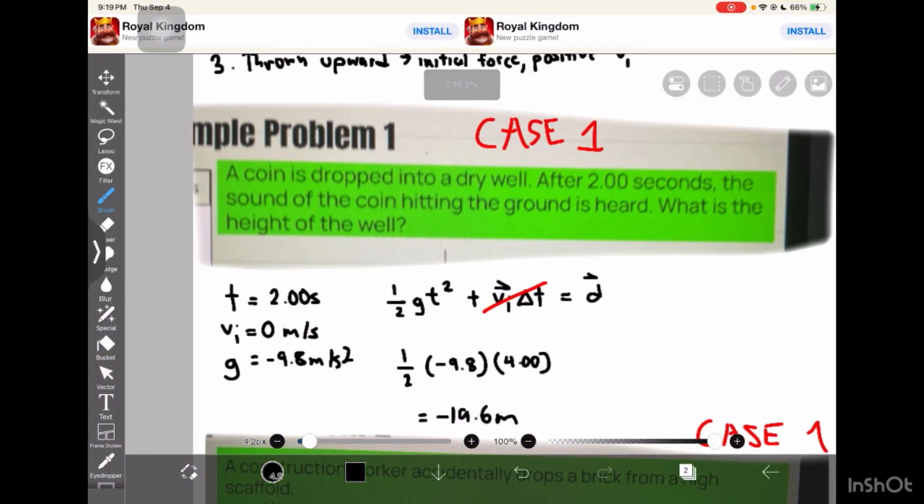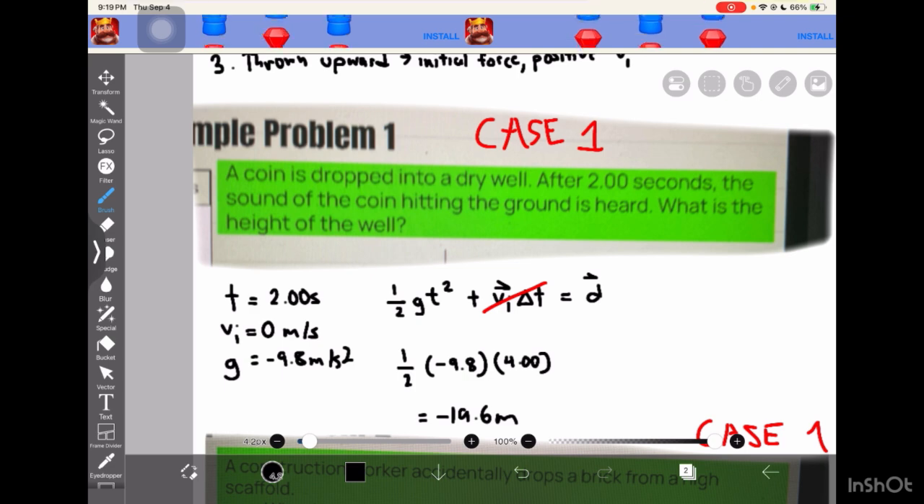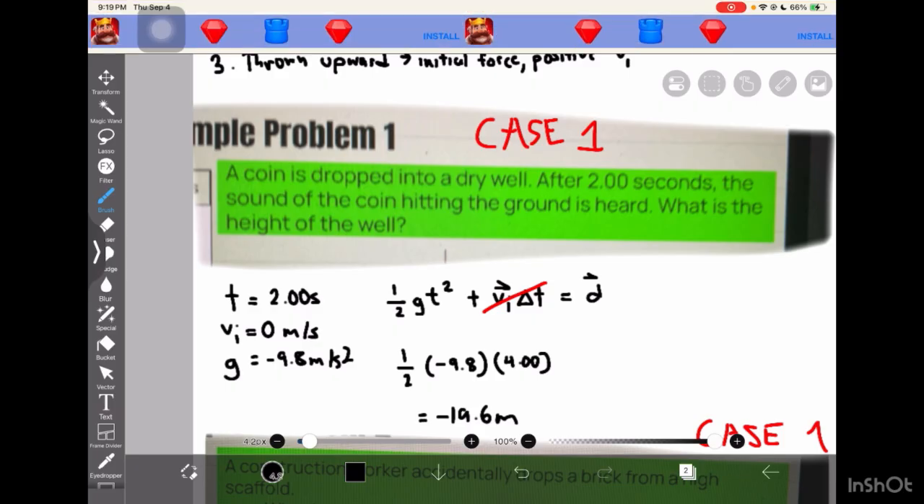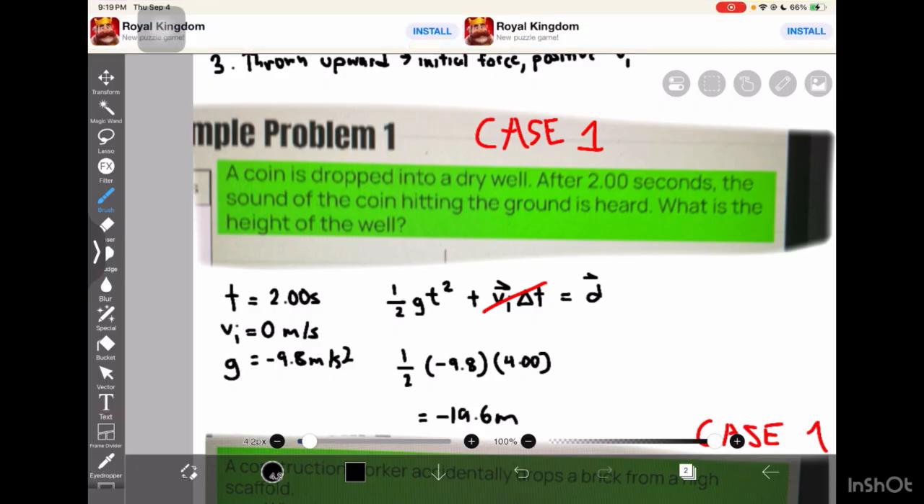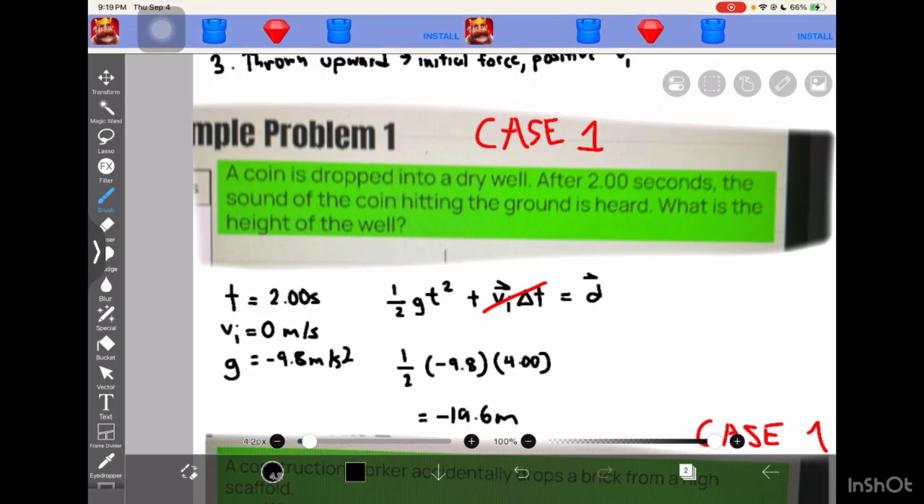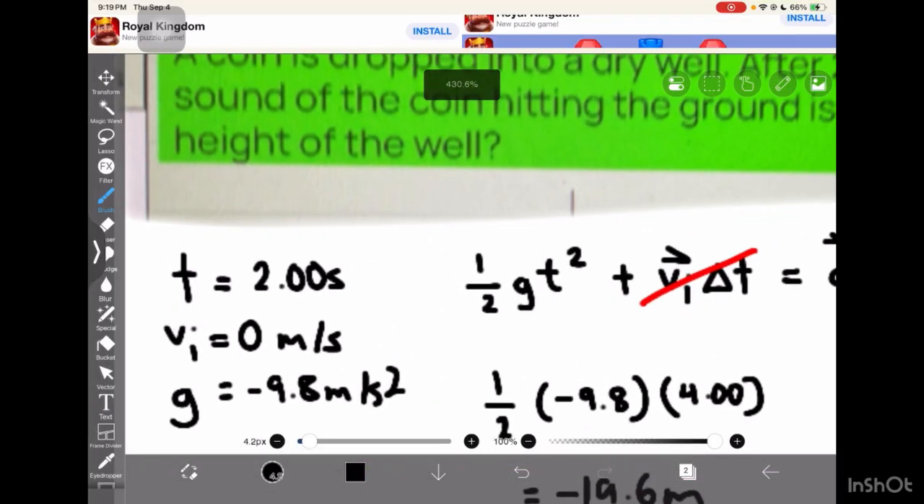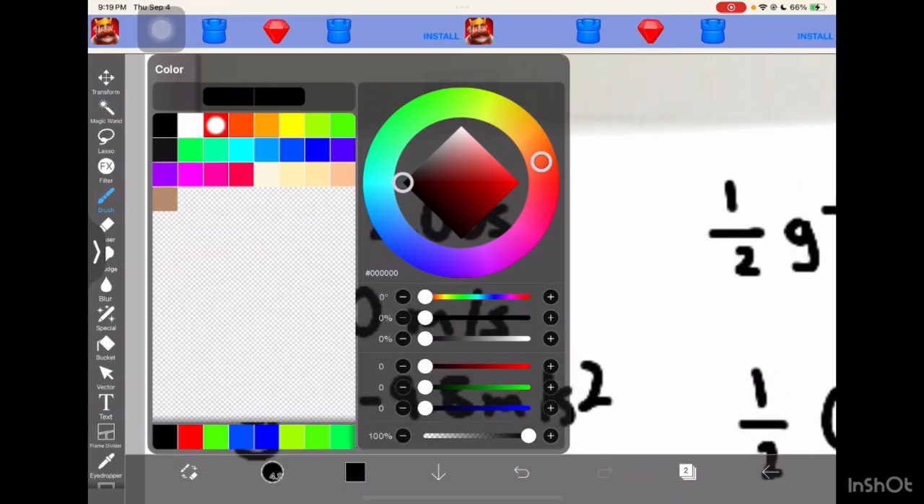So, sample problem 1. A coin is dropped into a dry well. After 2.0 seconds, the sound of the coin hitting the ground is heard. What is the height of the well? Now, it looks like we only have one given, which is our time here, 2.0 seconds.